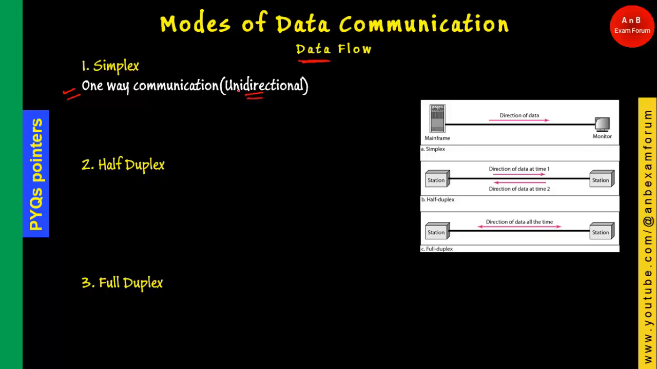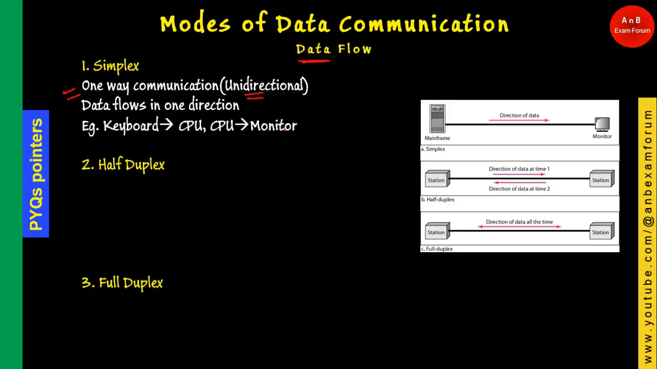It is called unidirectional. Uni means one, and direction means in one direction. As it is unidirectional, data will flow only in one direction. Here, as you can see, from mainframe to monitor, only one direction is there. Another example is keyboard and CPU. As you enter data from the keyboard, it goes into the CPU. The keyboard will not receive any data from the CPU, right? So in this way, this mode is the simplex mode.